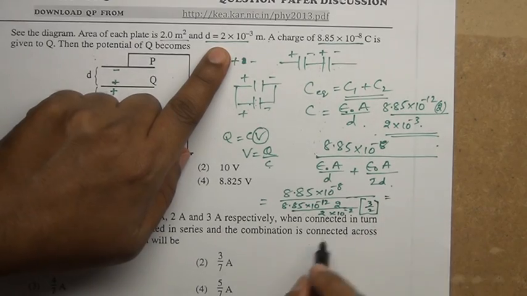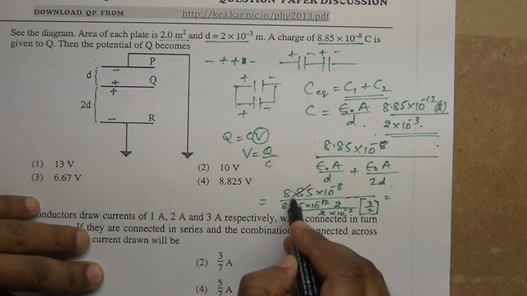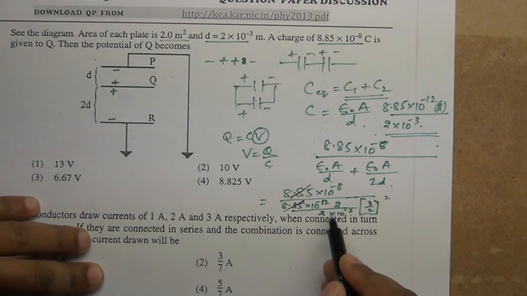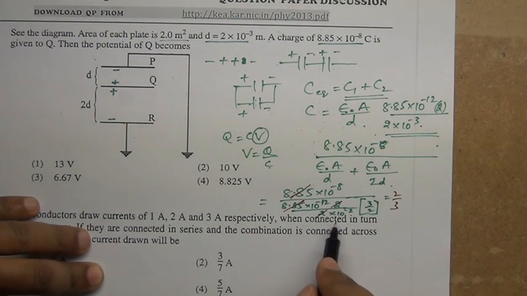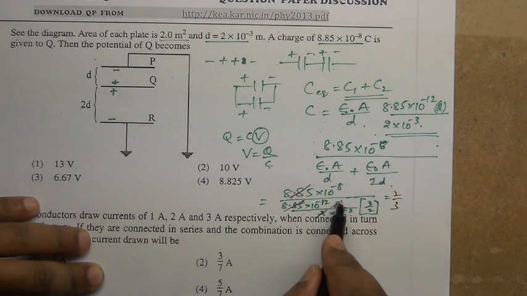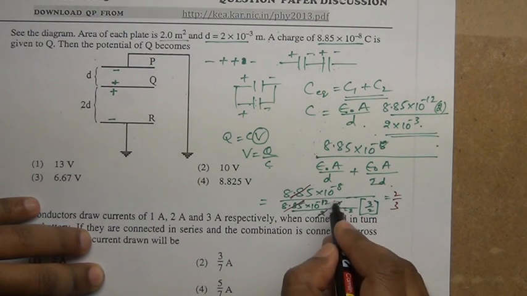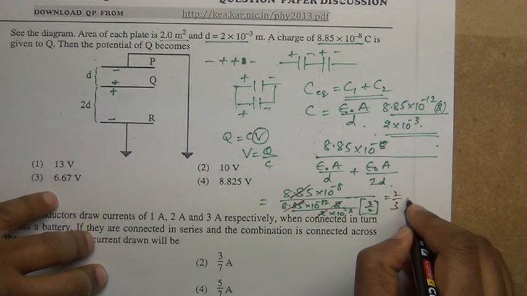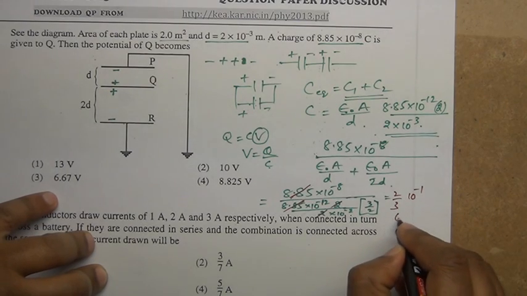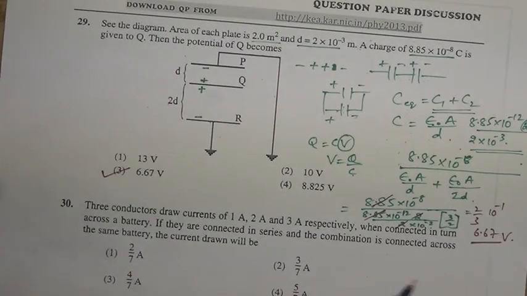So we have to solve this. This 8.85 cancels with this 8.85, 2 cancels, 2 by 3. Powers of 10: 10 power minus 3, 10 power minus 12, this is 10 power minus 8, 10 power minus 8, 10 power 2. So this is 6.67 volt.